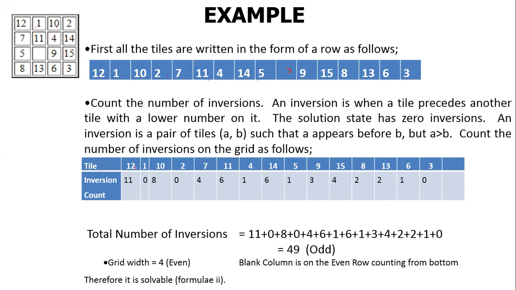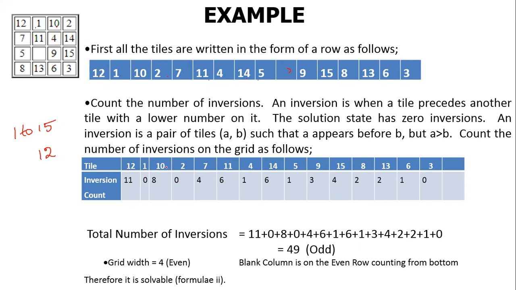So here 12. How many numbers are there that are less than 12? That is only 11, because the puzzle consists of 1 to 15. The numbers less than 12 start from 1 and end with 11, that's why 11 numbers are there. The next number is 1. Less than 1 there are no numbers, that's why it will be 0.